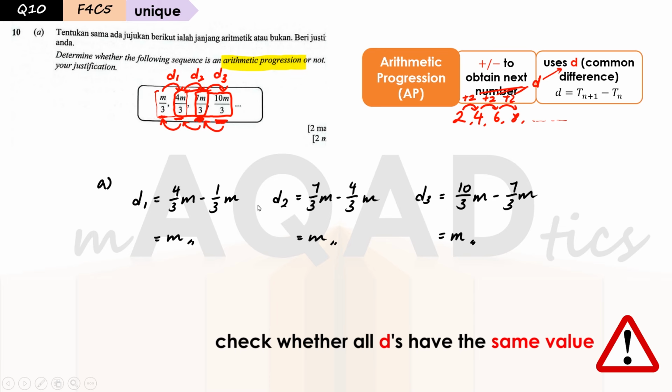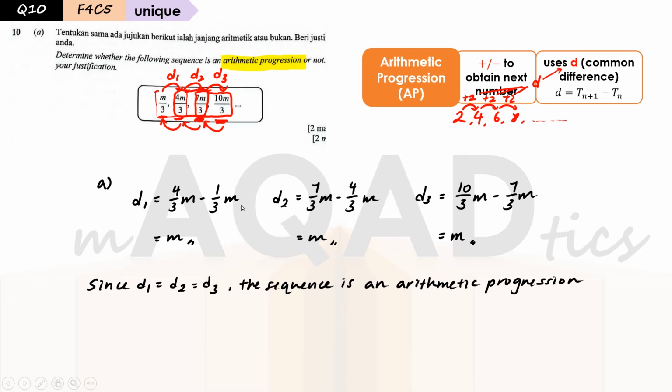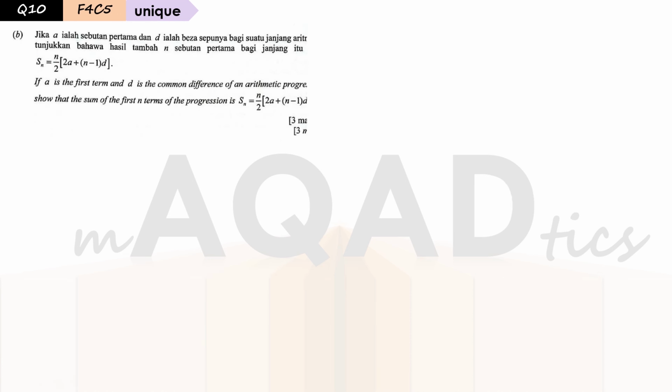So all of the d values here are actually m, which means this is an arithmetic progression. Here we just need to write a short conclusion. So since d1, d2, d3 are the same, the sequence is an arithmetic progression. For part B, we need to prove another formula, but this time it is focusing on arithmetic progression.